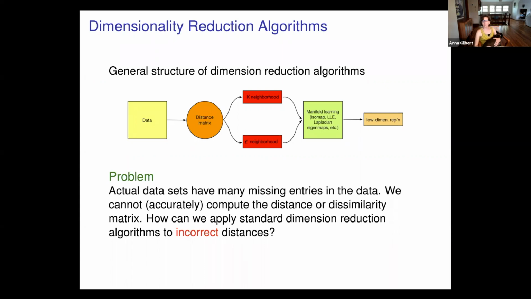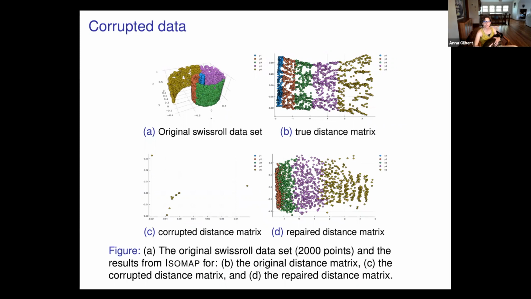Do you get garbage? And in particular, could you repair this distance matrix so that this flow is better, more accurate? So we did something kind of funny. We took the Swiss roll data set, that's this thing, and we did the following experiment. First we took the original data set, computed the correct distance matrix, and ran Isomap on it and unrolled it and got this beautiful picture.